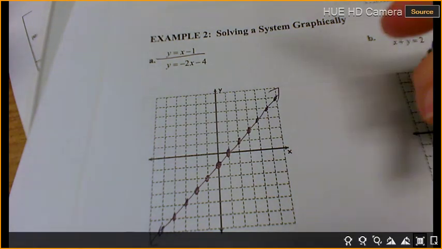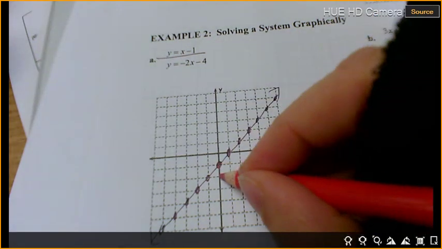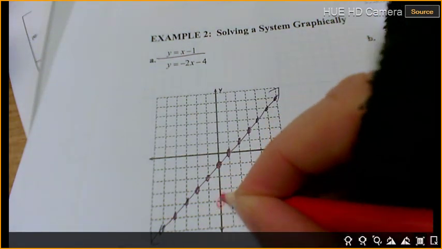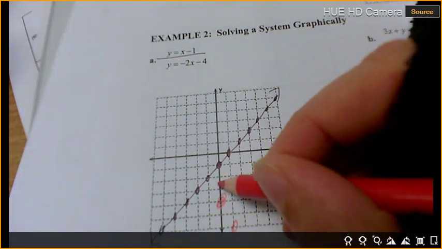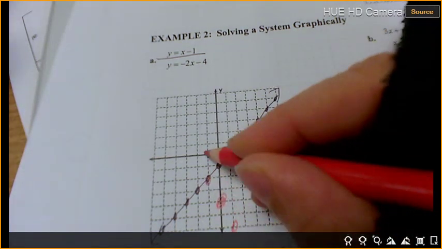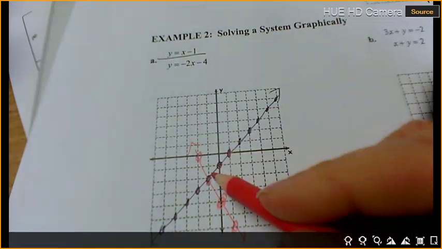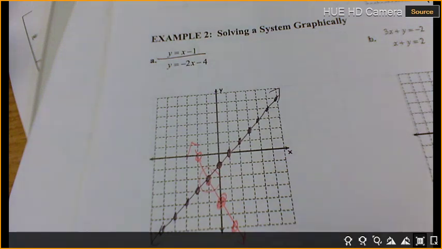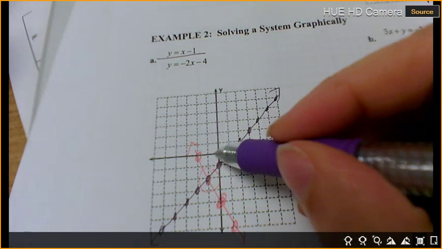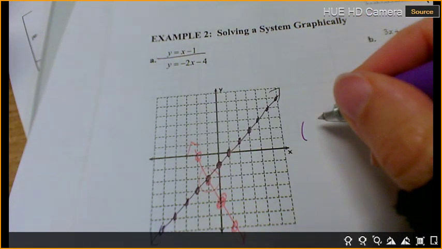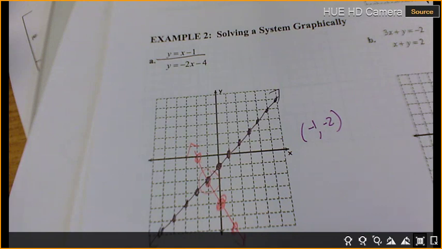Where is my y-intercept for y equals negative 2x minus 4? Negative 4, so that's 1, 2, 3, 4. And so I'm going to go down 2 over 1, or up 2 to the left 1. And I don't have to keep going here because I see where it intersects, right? So what's that point that it intersected at? Negative 1, negative 2, right? List your x first, then your y.